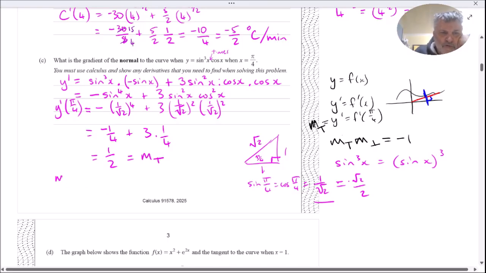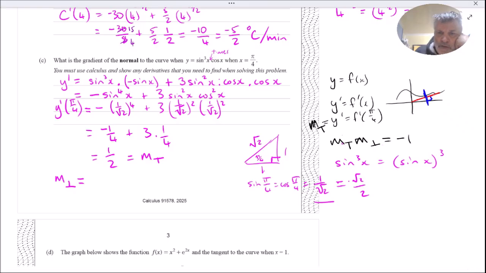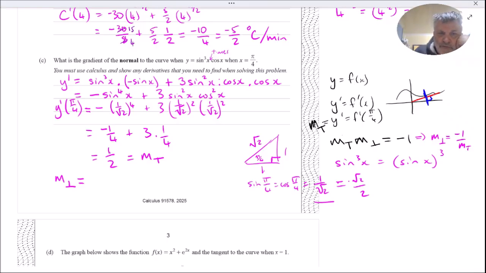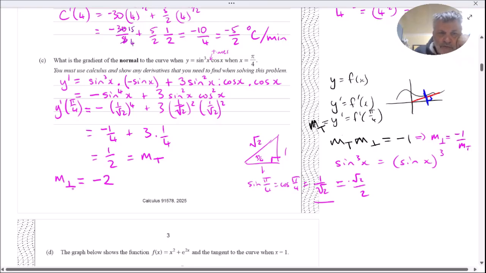We want the gradient of the normal, and that's going to be the negative reciprocal, because they multiply to -1. So if you change this, you get the gradient of the normal is -1 over the gradient of the tangent. So it's the negative and the reciprocal. So reciprocal of 1/2 is 2. The negative reciprocal is going to be -2. And that's our solution.